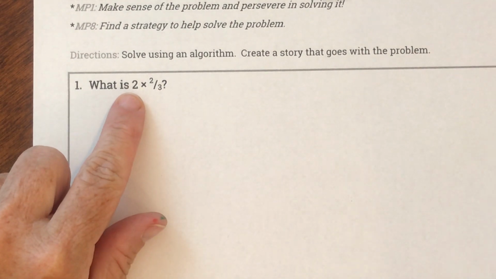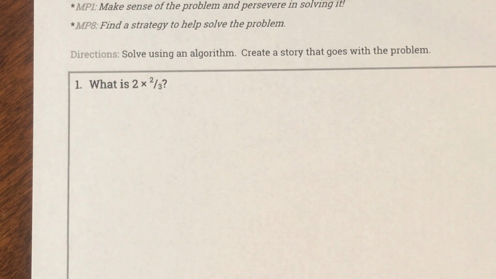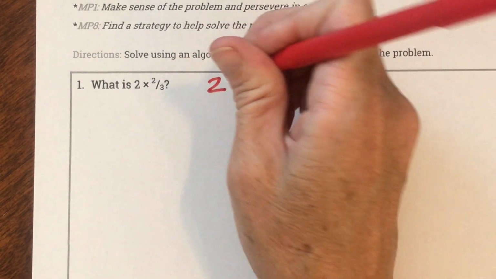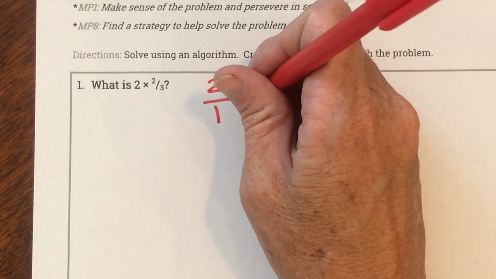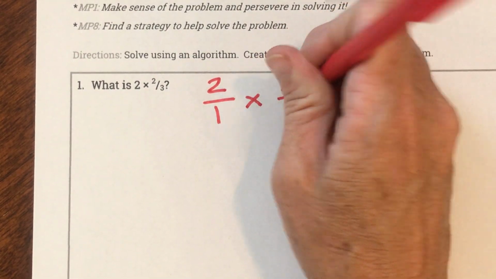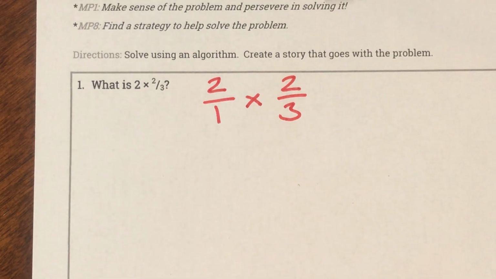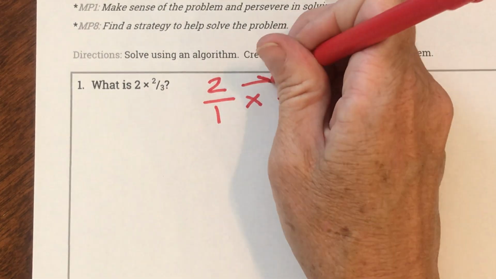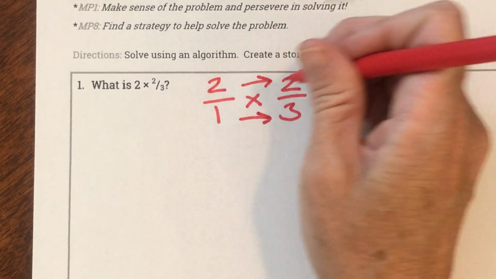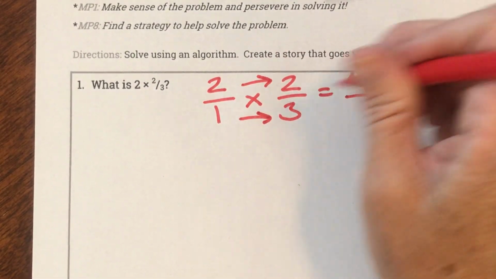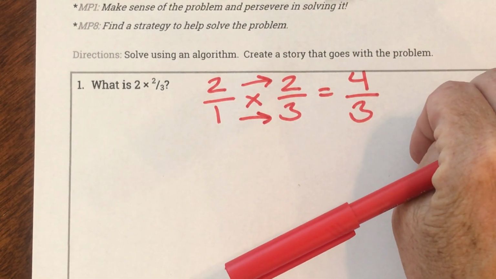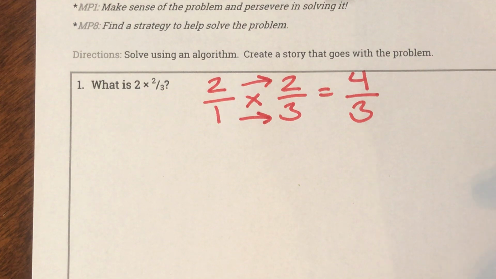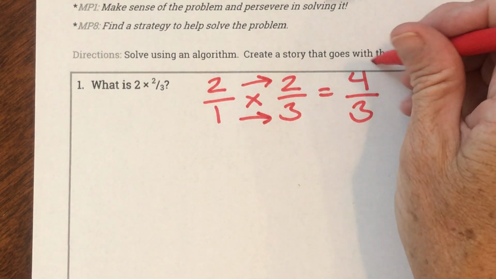Well, 2 is not a fraction, so I need to change that into an improper fraction. So to change a whole number into a fraction, you just add a 1 under it. So 2 over 1 times 2/3. That's step 1. So no whole numbers. Step 2 is I'm just going to multiply straight across. So I get 2 times 2 is 4. 1 times 3 is 3. And you might have seen that this is the algorithm in the last lesson. You might have figured it out. Okay, so our answer is 4/3.